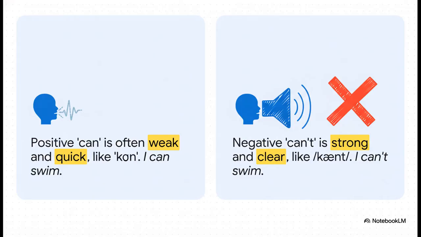Now this is one of the trickiest things, especially with listening. In fast American English, the positive word can is often really quick and soft. It sounds like kun. I can swim. But the negative, can't, gets all the stress and has a really clear vowel sound. Can't. I can't swim. So here's the key. Listen for the emphasis. If the sound is weak and short, it's probably positive. If it's strong and clear, it's negative.